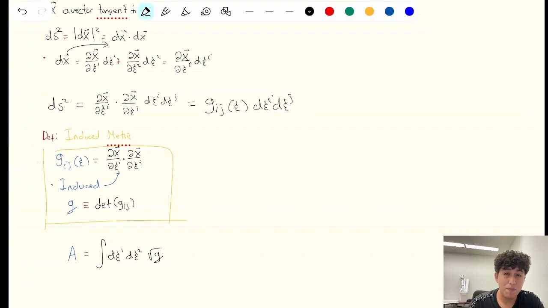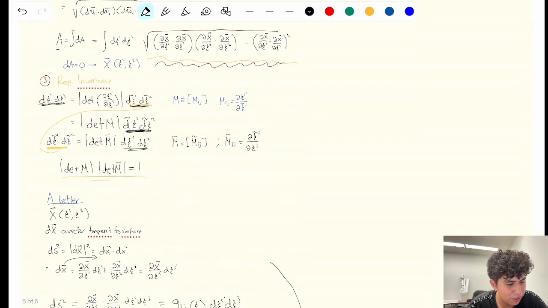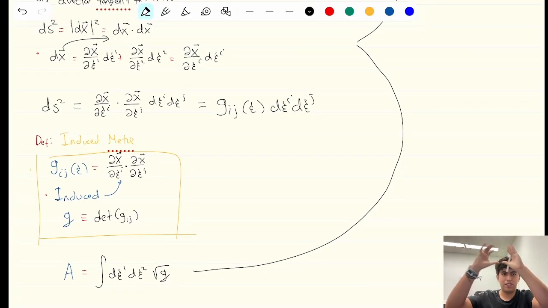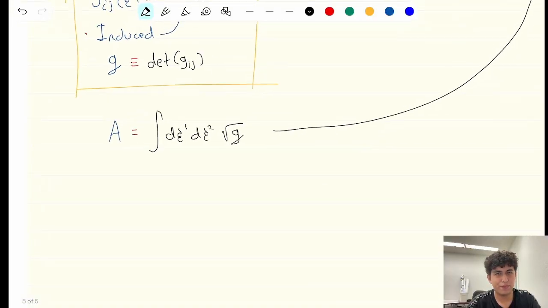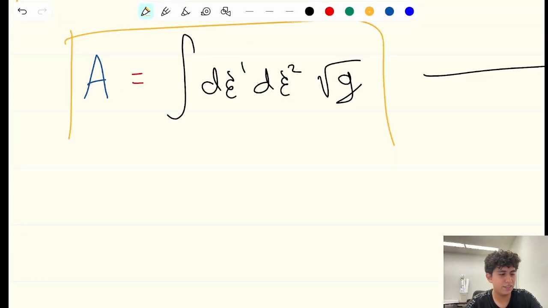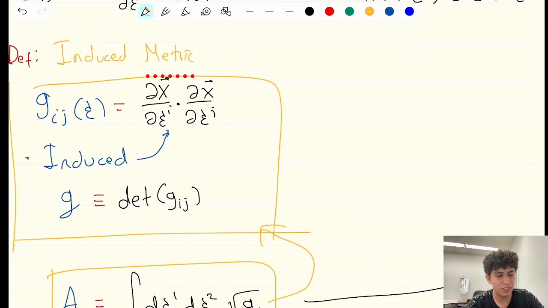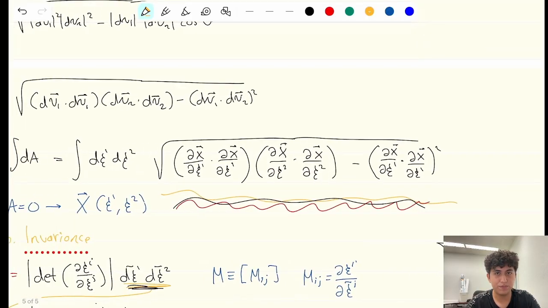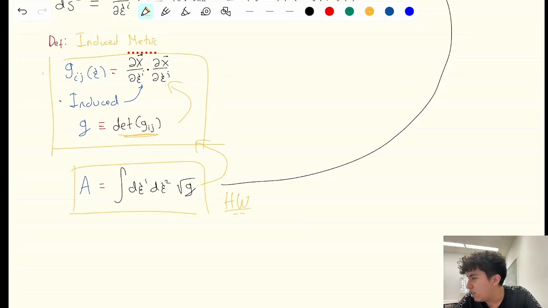I'm not going to show this; I might ask you to do it in a homework, to show that this is equal to this. But you can see from the determinant essentially multiplying the top component with the bottom component, and then minus the other component, it's going to give you this form. So then you can write the area functional like this. This might be homework, most likely. It's simply unwrapping the definition of g: you take the determinant of this, and that's going to give you this form that is inside the square root. Cool.